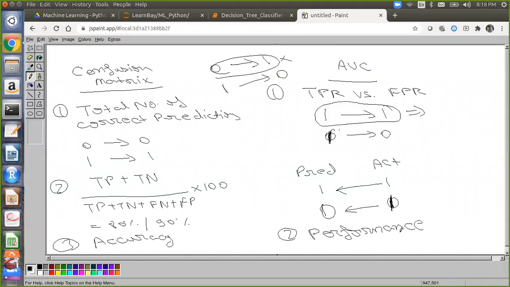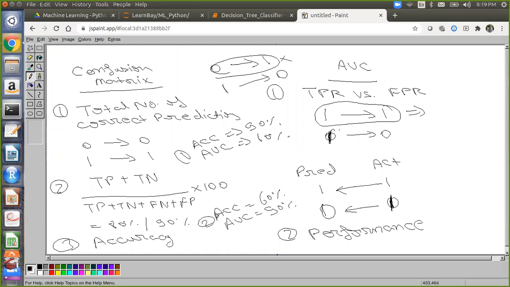This is an interview question: what is the difference between confusion matrix and area under the curve? Sometimes people ask this question this way: which one is more important for you, model accuracy or model performance? After this discussion, which one is more important for you? Suppose the accuracy of my model is 90% and the area under the curve is 60%. In another case the accuracy is 60% and the area under the curve is 90%. Which model is better? Which one will you choose? Model 1 or model 2? Model 2.